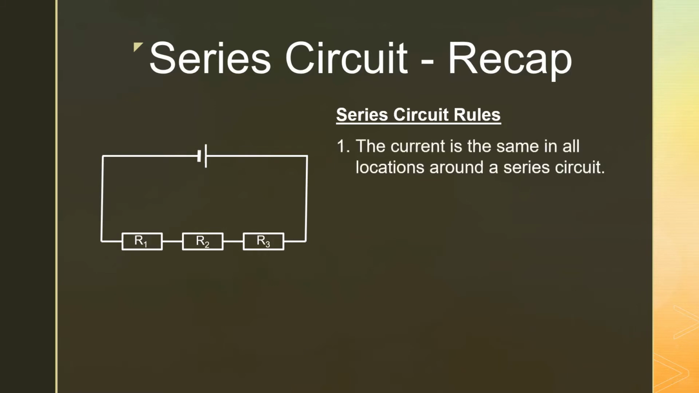If I have a look at that in a little more detail, we've got here 4 different locations. I've labelled the current in each of those locations as I1, I2, I3 and I4, and we can see that all of those currents are exactly the same. So we're not going to get a variation in the current at different points. It's always going to be the same. The current passing through R1 is the same as the current passing through R2 is the same as the current passing through R3 is the same as the current passing through the cell. The current is the same in all locations.